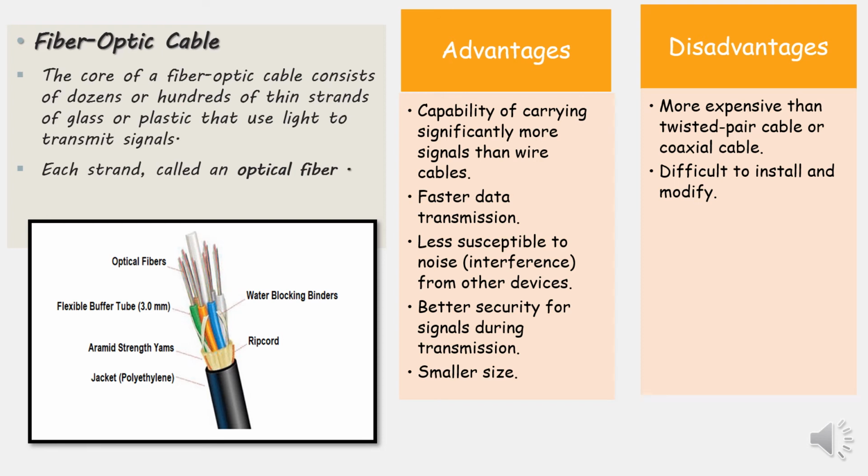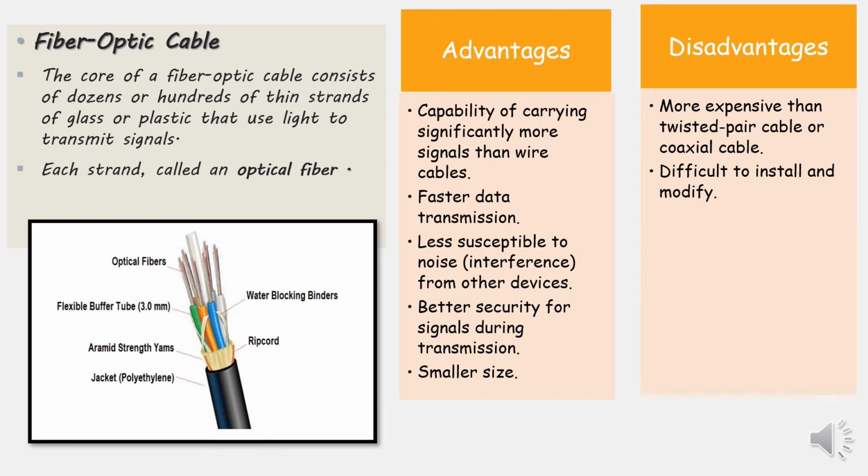Fiber optic cables have the following advantages over cables that use wires, such as twisted pair and coaxial cables. Capability of carrying significantly more signals than wire cables, faster data transmission, less susceptible to noise from other devices such as a copy machine, better security for signals during transmission because they are less susceptible to noise, and lastly, smaller size, which is much thinner and lighter weight.